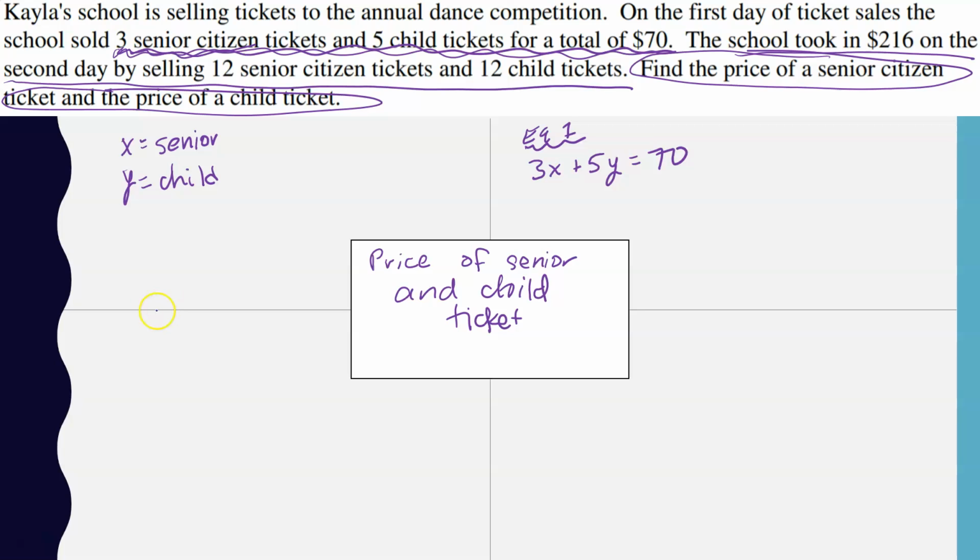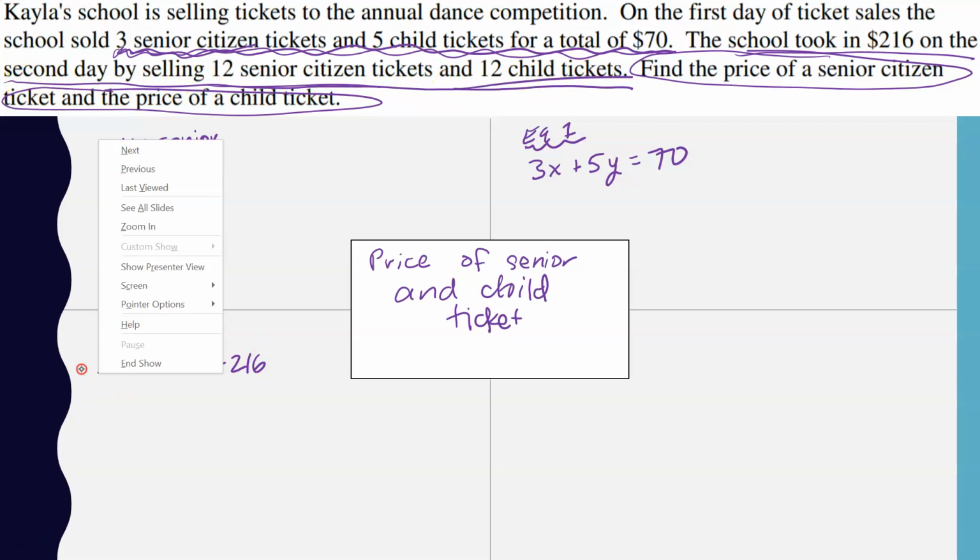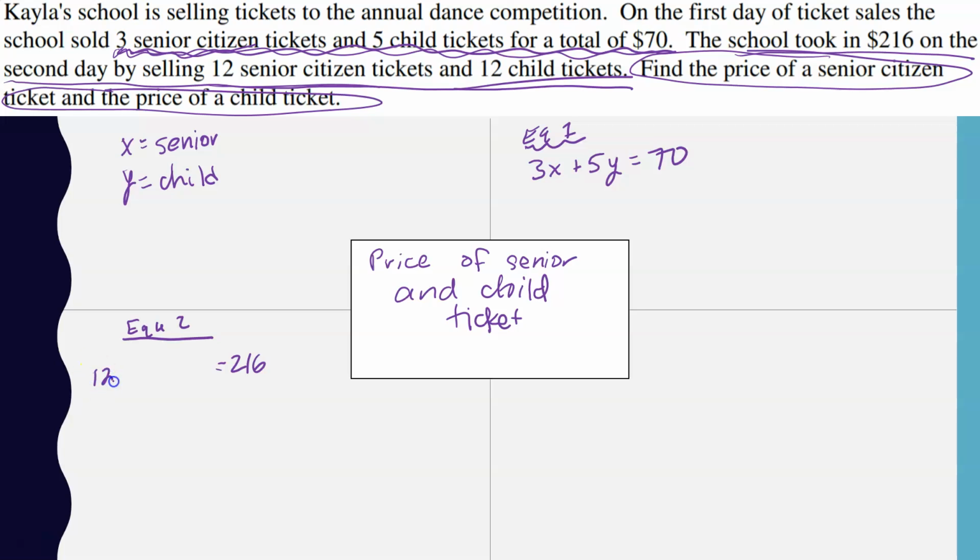The second day they took in $216. So equation 2 is the underlined stuff. So it's going to be equal to 216. But then it says they sold 12 senior and 12 child tickets. So that would be 12x plus 12y equals that. So now we need to take these two equations and solve them.